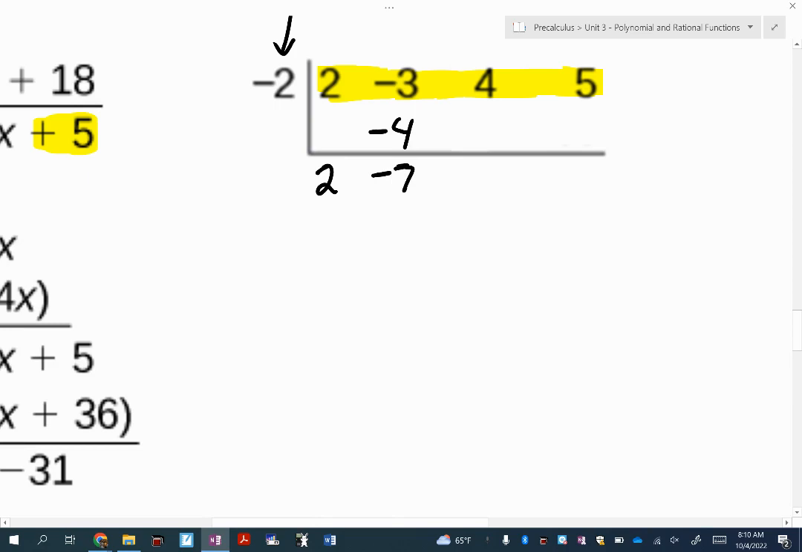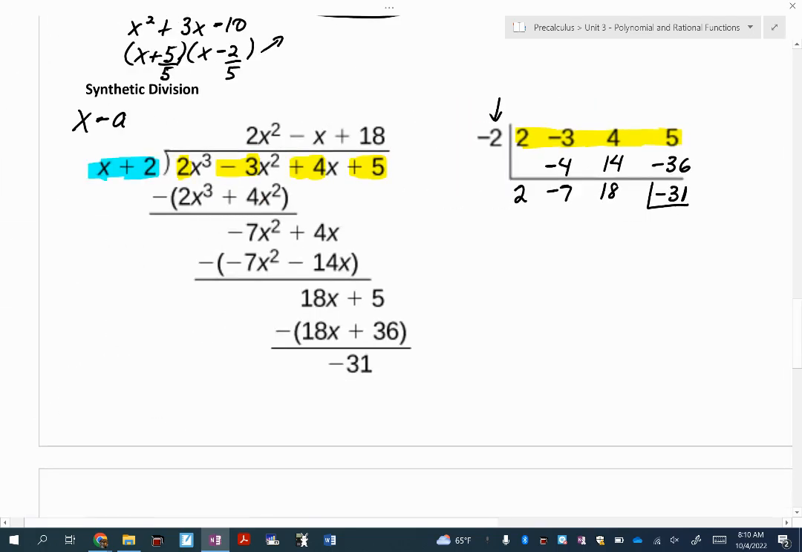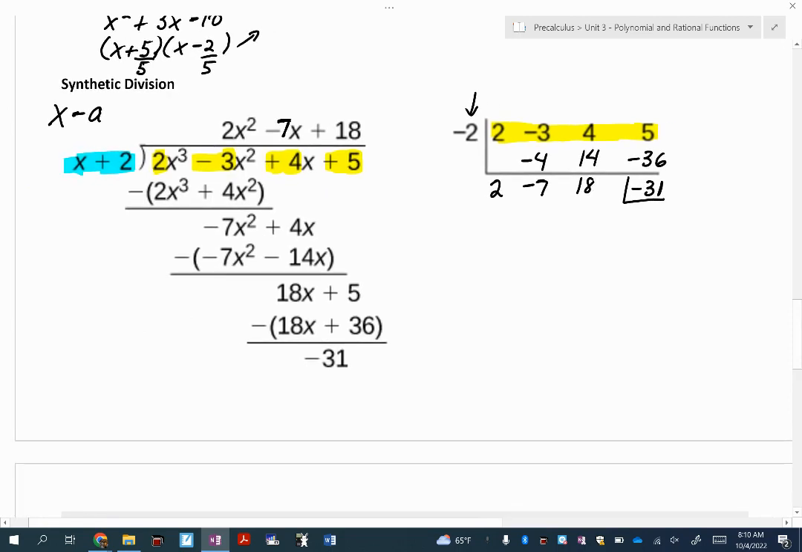Repeat the process. Negative 7 times the negative 2 in the corner gives me positive 14. Add straight down. Get 18. 18 times the number in the corner gives you negative 36. Add straight down, and you get your remainder of negative 31. So how you would write this, and this is a mistake here, but how you would write this is we started with x cubed, right? See how we started with x cubed?